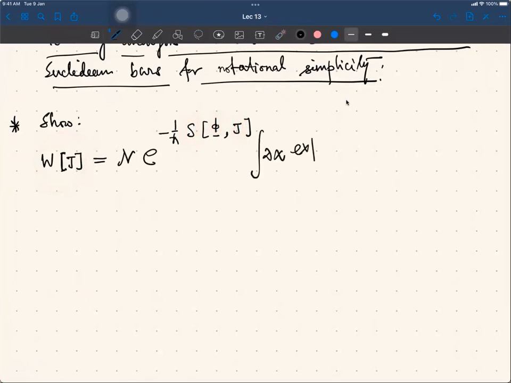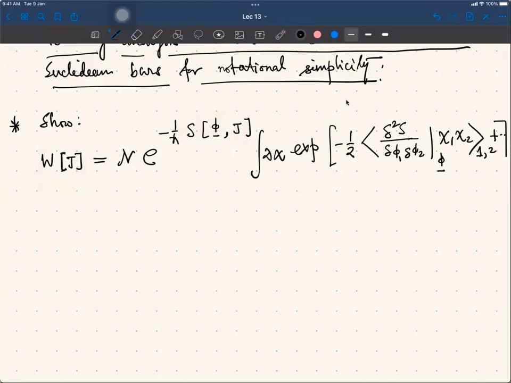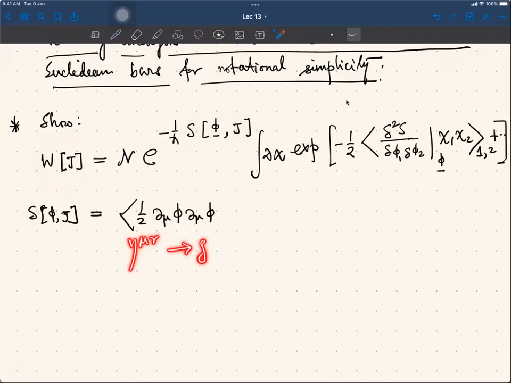Similarly, the other part is integral d chi exponential minus half del 2 S del phi 1 del phi 2 at phi lower bar, where S of phi comma J is given by half del mu phi del mu phi. In the Euclidean theory, the metric signature is all plus one, so the metric eta mu nu becomes delta mu nu, and therefore upper mu and lower mu are the same. Writing them in this manner indicates that we are dealing with Euclidean theory. So I would sometimes write in this way, but it doesn't matter if I write upper mu or lower mu.